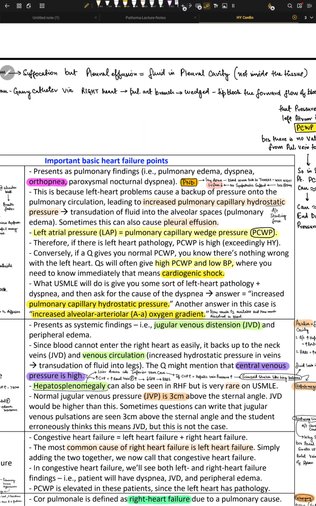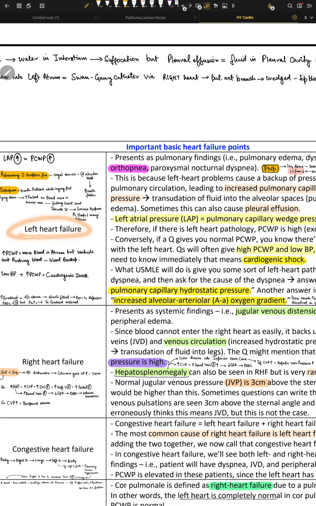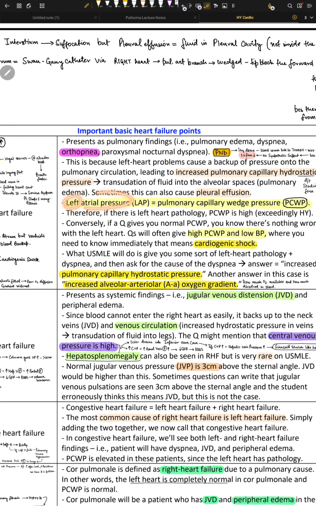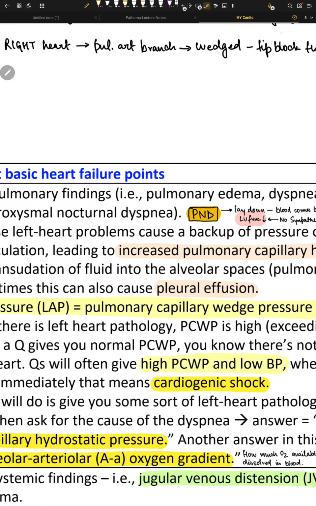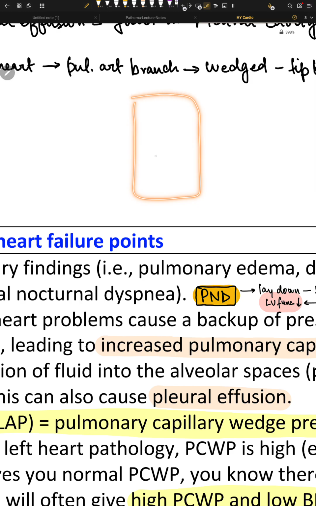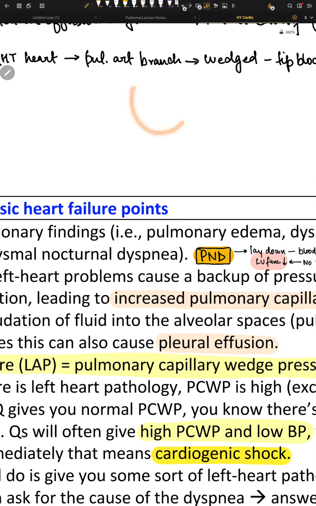Let's try to understand more. In left heart failure, the left atrial pressure, that is LAP, goes up. Try to understand it. We have the left heart, which has an atrium and a ventricle. Usually the ventricle is way bigger than the atrium, but I just made it that way. So the atrial pressure goes up. Why does it go up? Because the ventricles are failing.